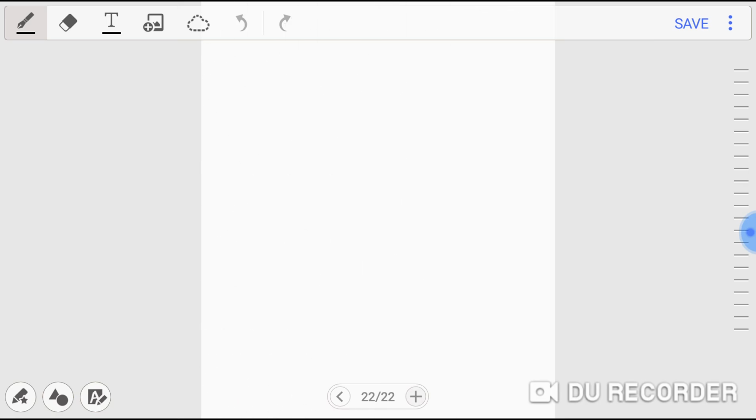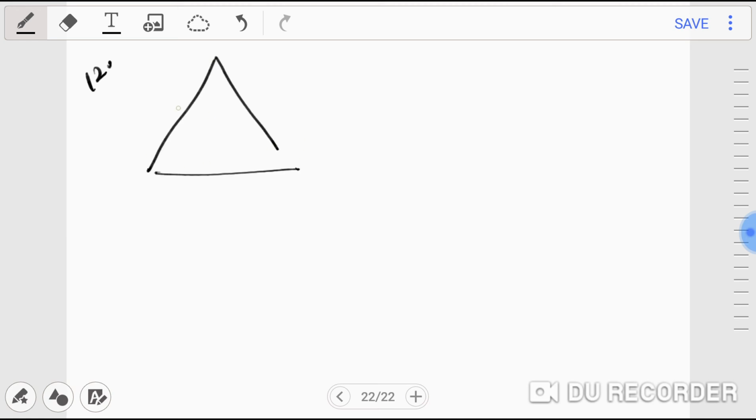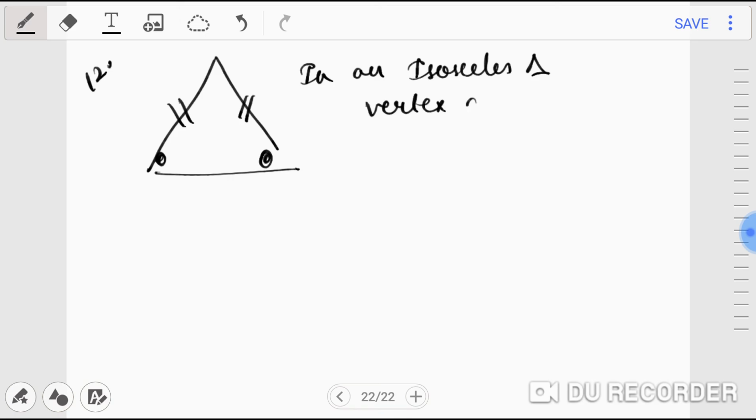Last, number 12. We have an isosceles triangle. My dear kids, do we know what we mean by isosceles triangle? Where two sides and two base angles are equal. In an isosceles triangle, the vertex angle is 80. Vertex angle is 80. Find the measure of base angle.